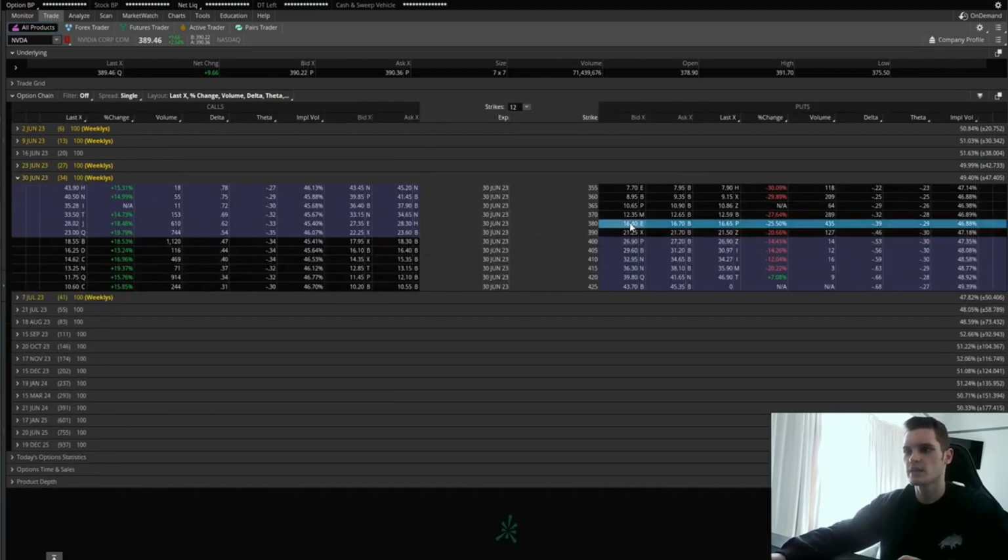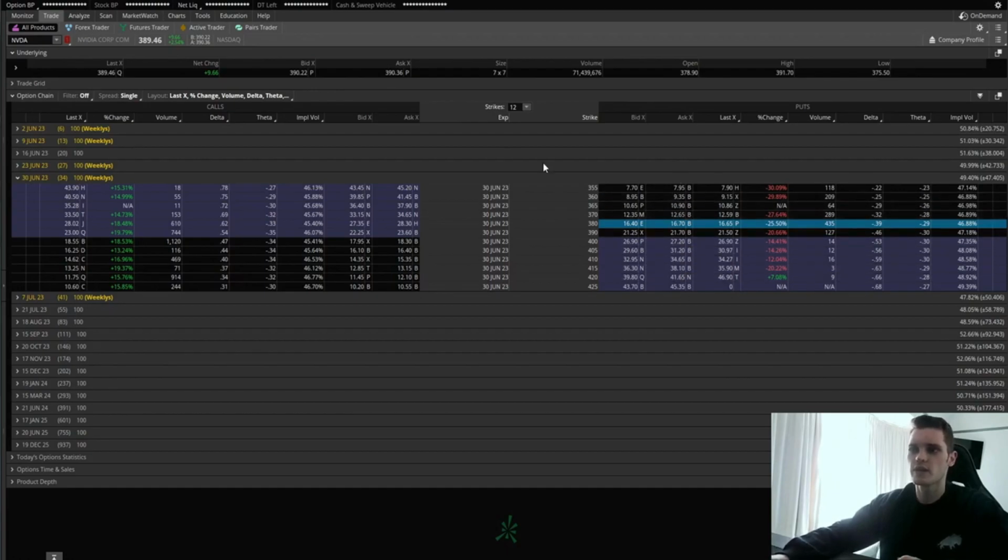And then let's say again we are bearish on this stock. We're currently sitting around $390, so we could buy an at the money call, or an at the money put, sorry. We could buy an out the money put, or we can buy an in the money put. So again, we can pick either one of these three, or again go further out either way.